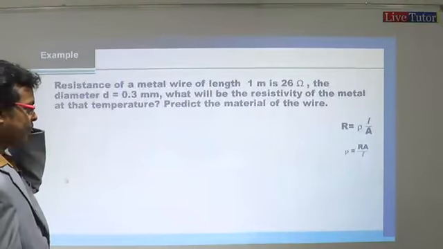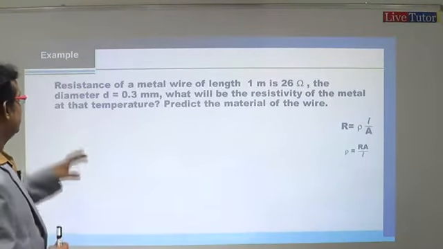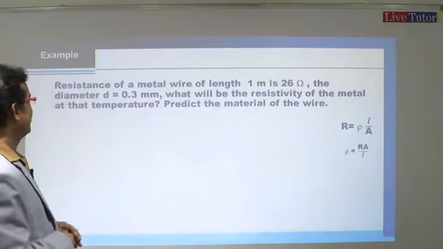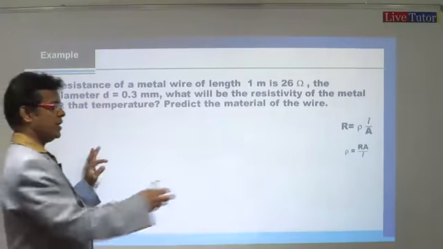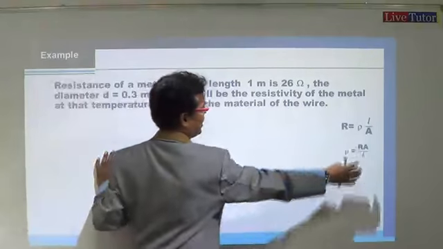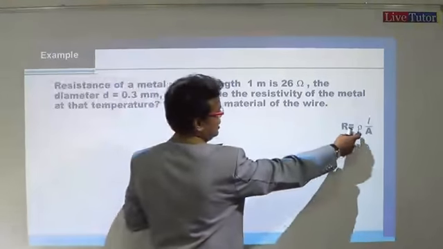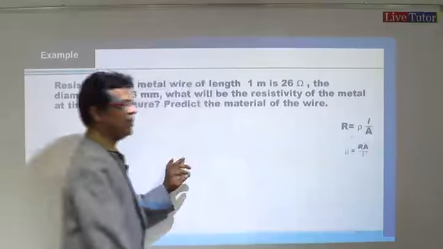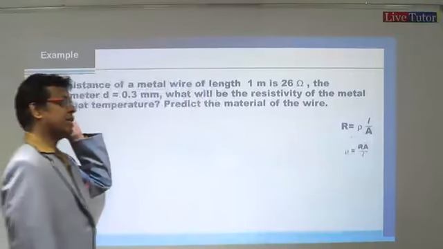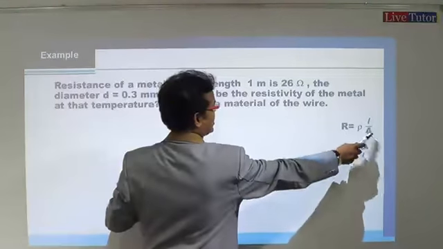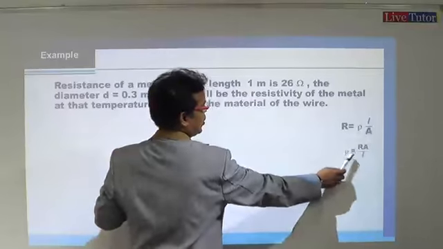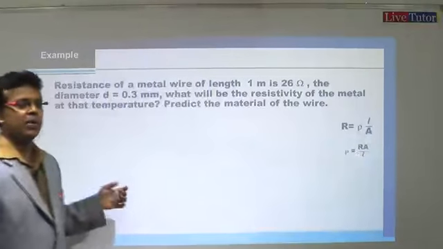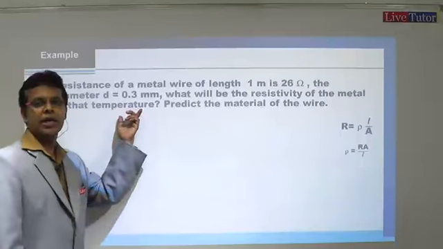Now here, this question is about resistivity. Okay. We know resistivity of a material using this formula. We have to recollect that resistance is directly proportional to the length of the conductor, inversely proportional to the area of cross section. By this way, you can find out rho is equal to RA by L. Using that formula, you are going to apply here and get the answer.